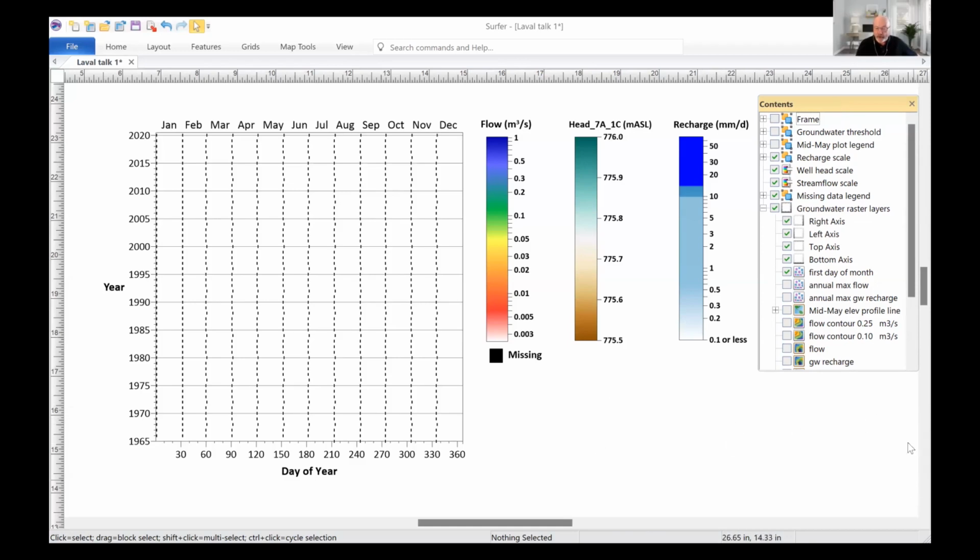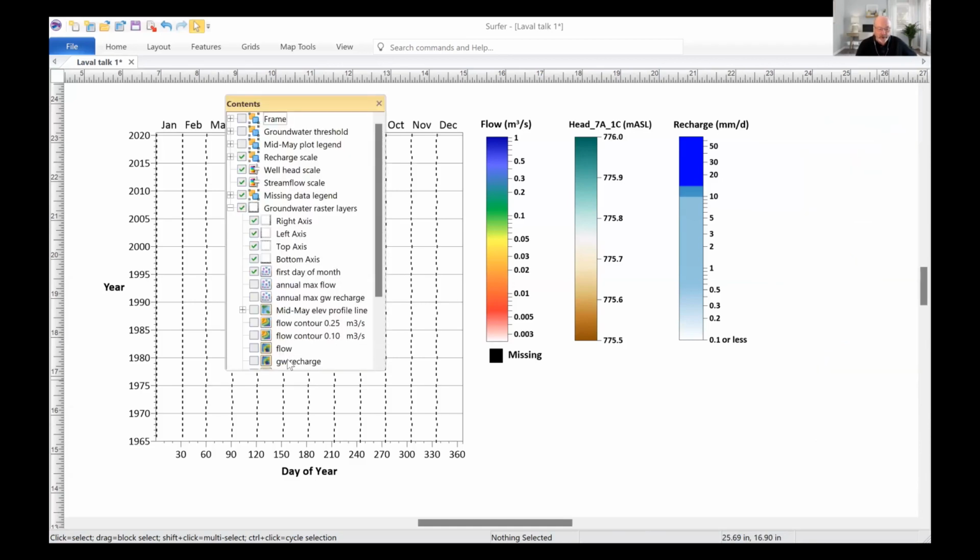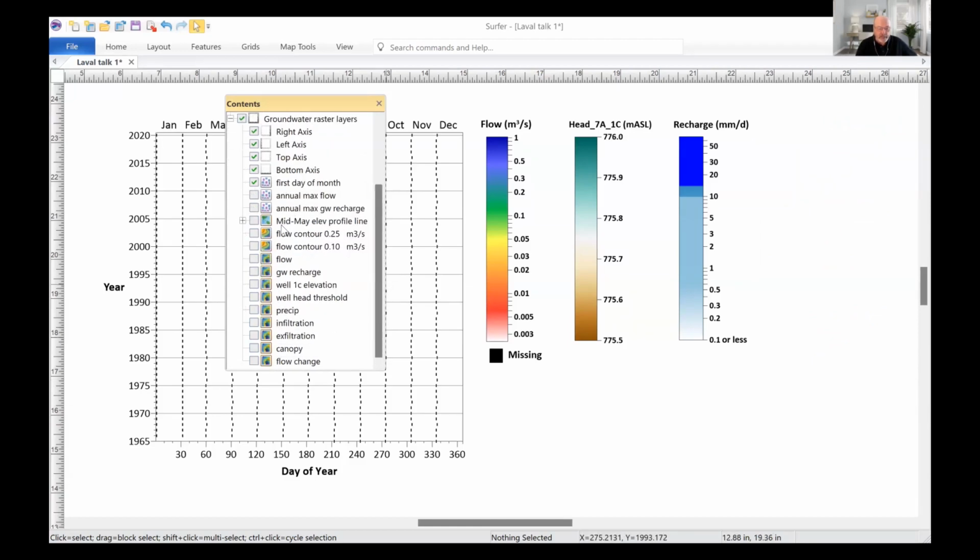So what I have here on the right side, in my contents, are all these different layers that I've prepared ahead of time. You can see that each of these I can turn on and off just like a GIS. I'm going to focus on flow, head, and recharge as the three that I have here.